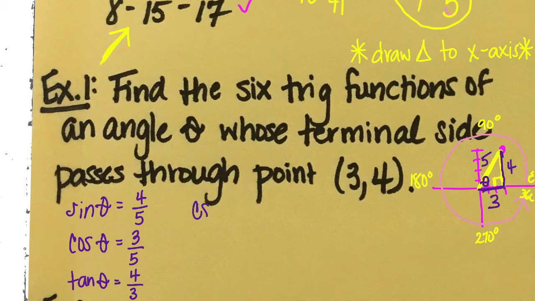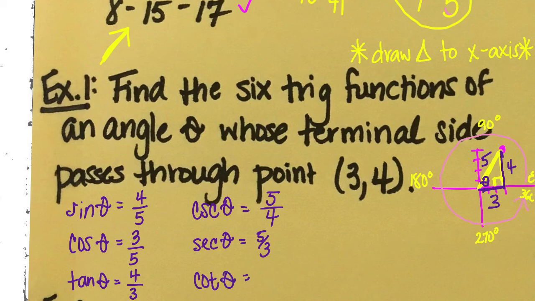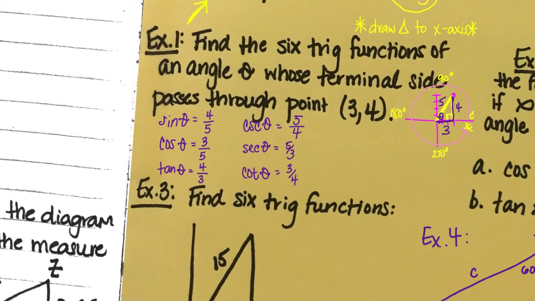Now, if you can remember that cosecant is just the flip of the sine, that is wonderful. Cosecant of theta is 5 over 4. Secant is just the flip of the cosine, 5 over 3. And the flip of the tangent is the cotangent, which would be 3 over 4. All right.